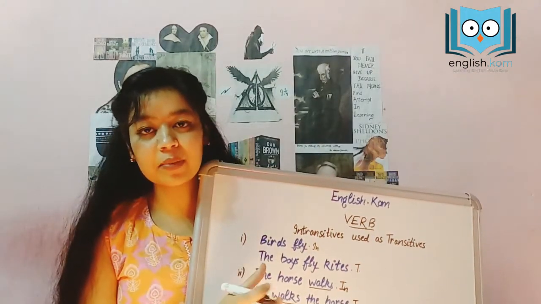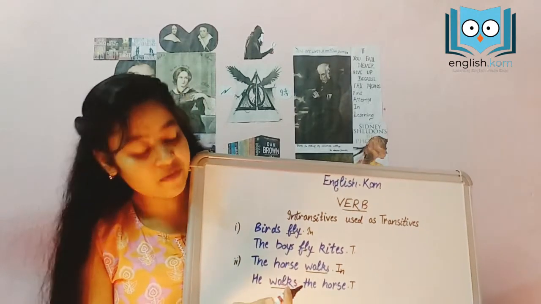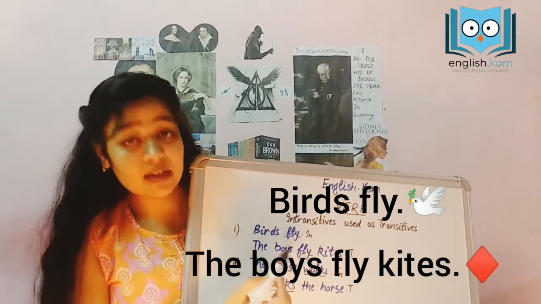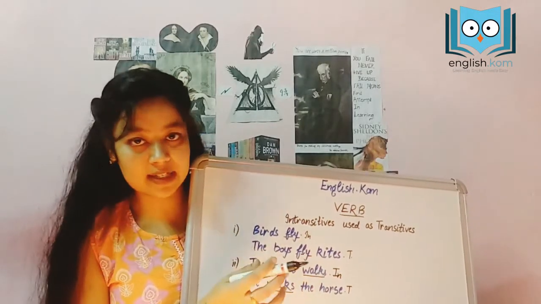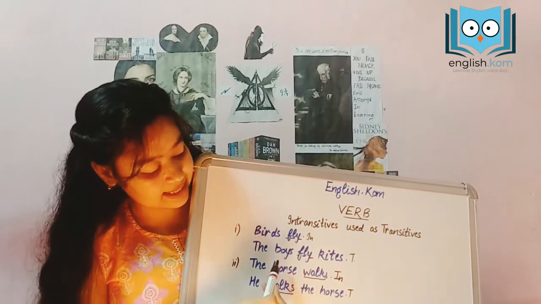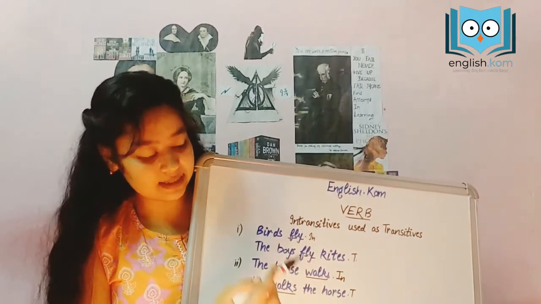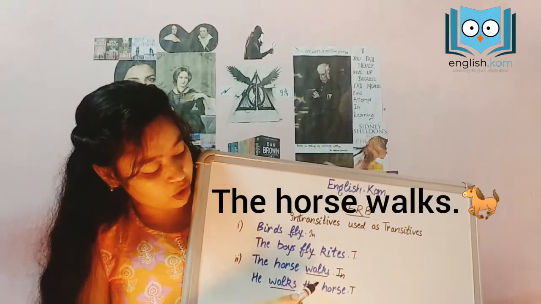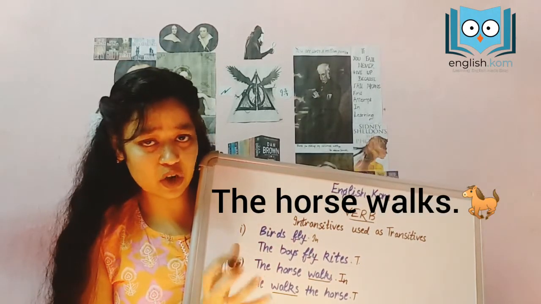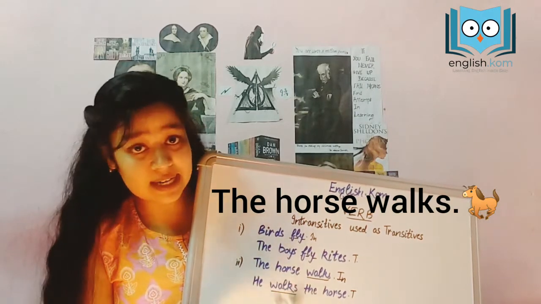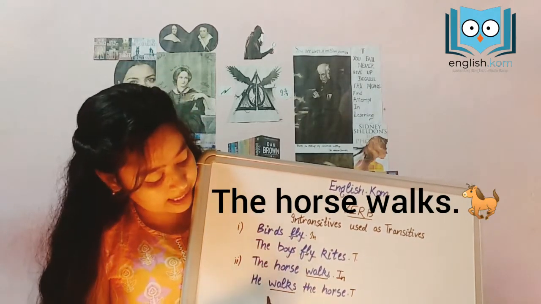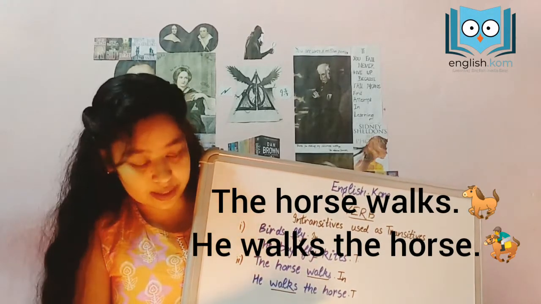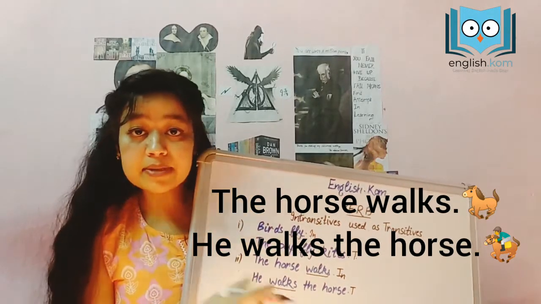Some intransitive verbs can also be used transitively. For example, we have birds fly and the boys fly kites. So in the first sentence, the word fly is used intransitively, whereas in the second sentence, as an object is present, the word fly is used transitively. Again, we have the horse walks. So in this, the action does not contain an object, hence the verb is intransitive. Whereas the same word, he walks the horse. Here horse becomes an object and walks refers to it. So this word walks here becomes a transitive verb.